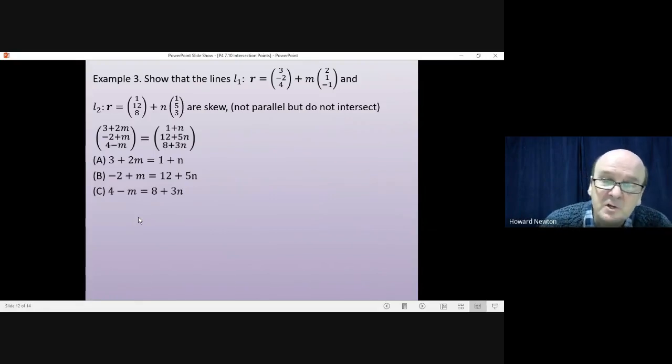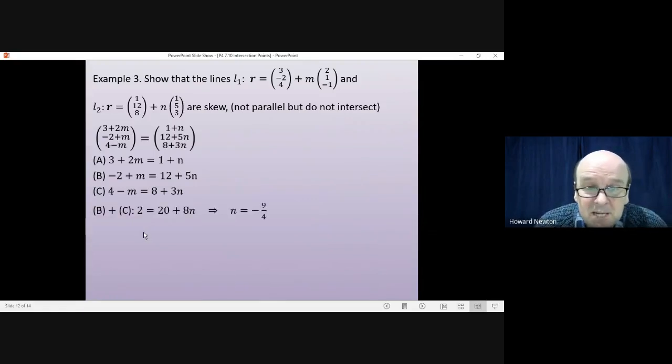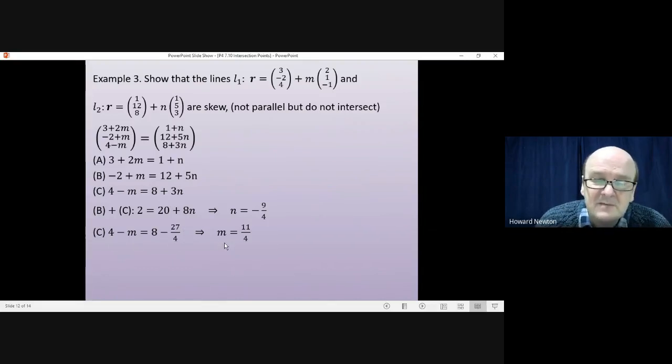And again, I've got three equations in two unknowns. I need to choose two of them to find m and n. I'm going to use b and c. If I add b to c, then these m's will cancel with each other. And that'll give me 2 equals 20 plus 8n, which gives me a value of n of -9 over 4. If I substitute that back into equation c, then I'll get 4 minus m equals 8 minus 27 over 4. And that simplifies to give me m is equal to 11 over 4.